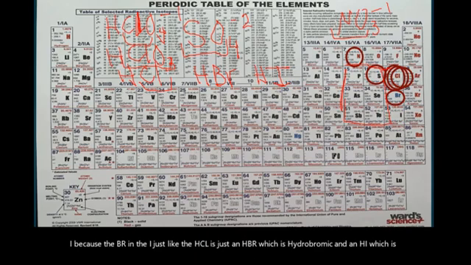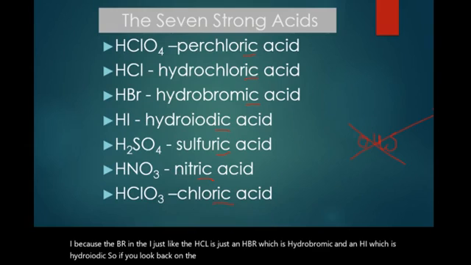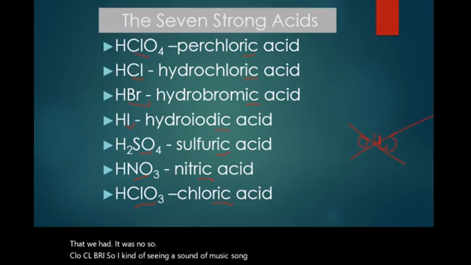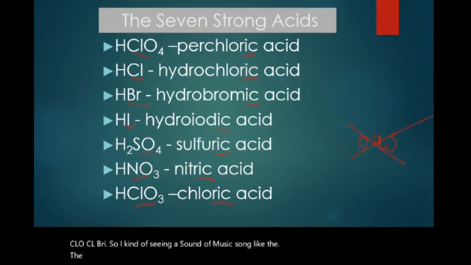So if you look back on the list that we had, it was NO, SO, ClO, Cl, Br, I. So I kind of sing a Sound of Music song, like "Doe, a deer, a female deer, Ray, a drop of golden sun." I kind of sing it to that tone.